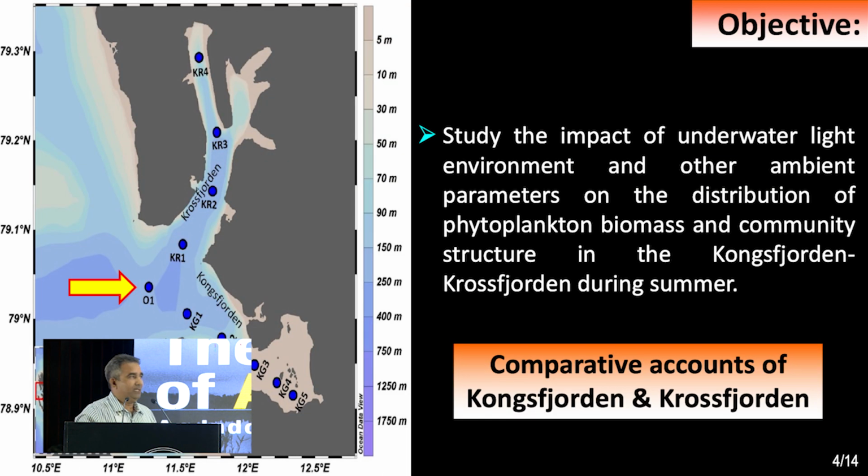What I am going to explain is there are two fjords in Svalbard, called Kongsfjorden and Krossfjorden, which are basically fed by a single mouth. But what I am going to show here is, even though they are fed by a single mouth, the settings in the two fjords are quite dissimilar, and they have different responses to the changes in climate.